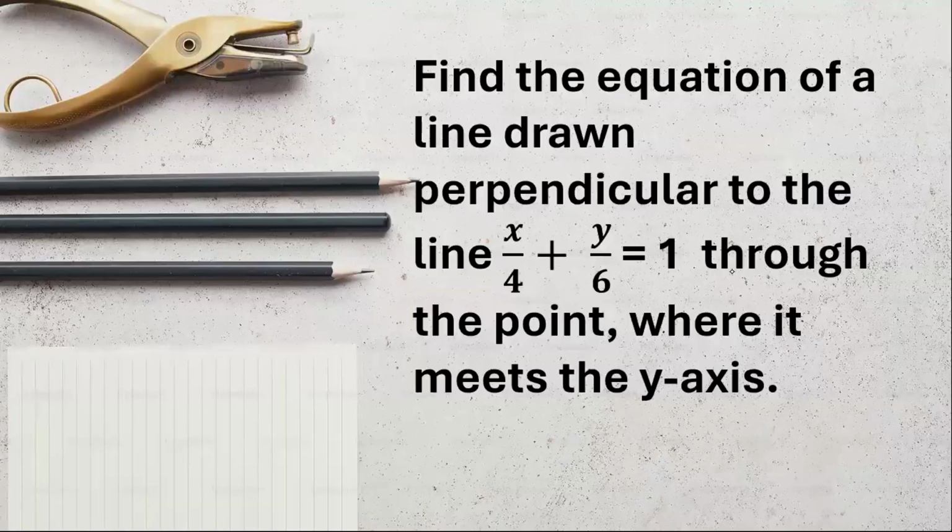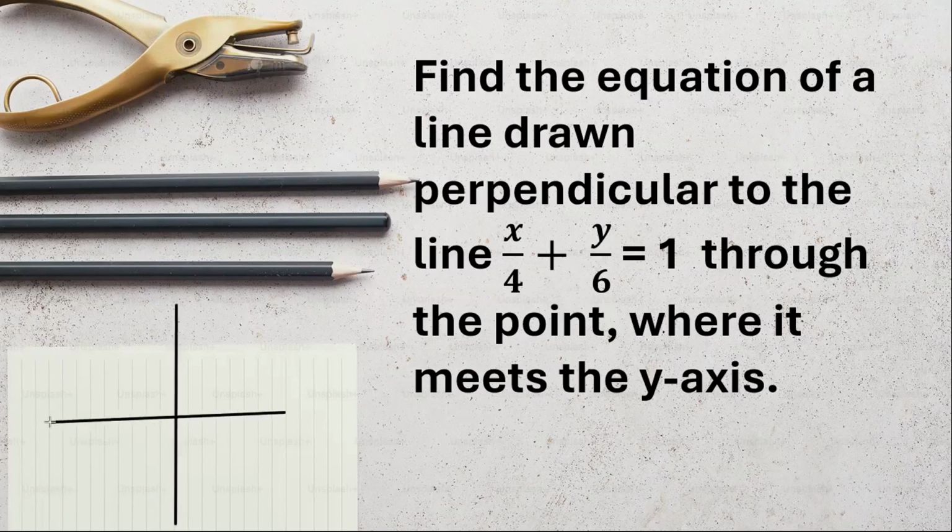Find the equation of a line drawn perpendicular to the line. So there is a line which is perpendicular to another line, right? So let's understand the question by making the xy plane. I am making this the y-axis, this the x-axis. So let's say there is a line. So let's say this is the line.